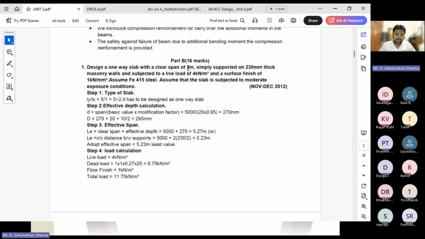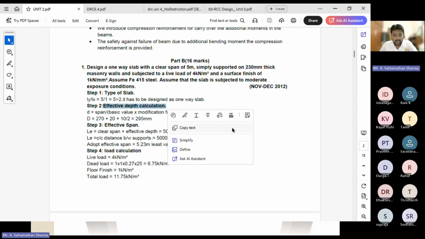If it is 2 by 3 or 3 by 4, 5 by 6, whatever the number you put, you come to a conclusion with the spanning of Ly by Lx greater than 2 or less than 2 or equal to 2. Based on that, you first identify the slab is one way or two way. Very clear. Okay. Then what is the next step?